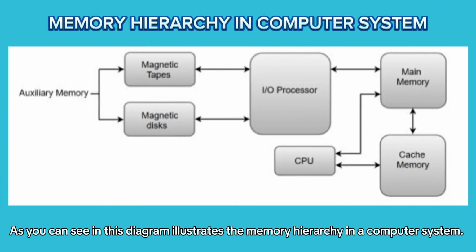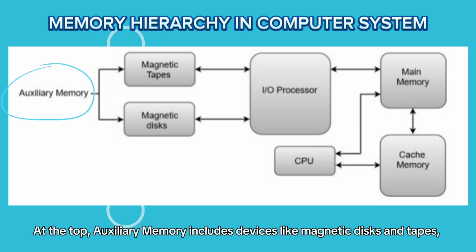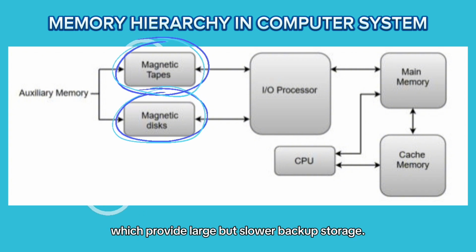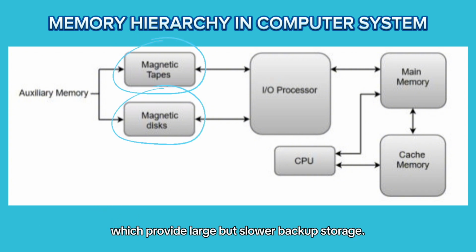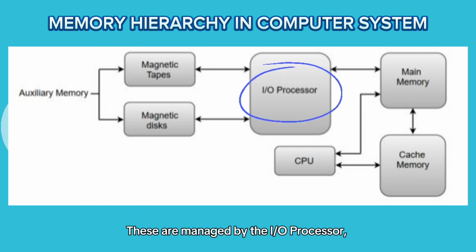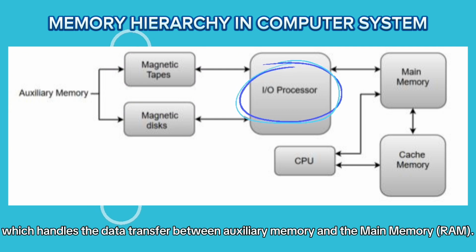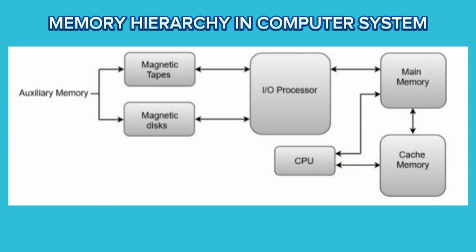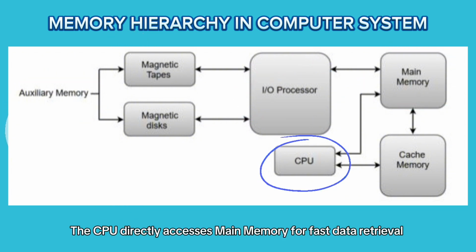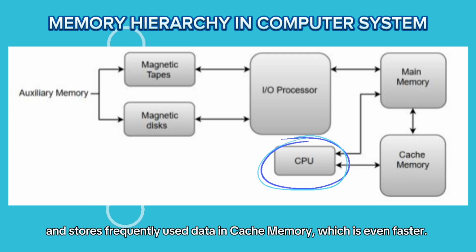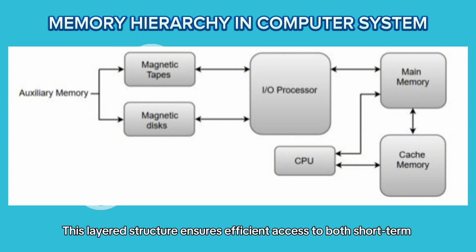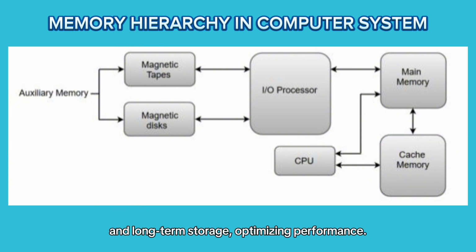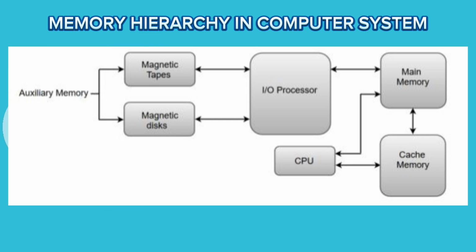As you can see, this diagram illustrates the memory hierarchy in a computer system. At the top, auxiliary memory includes devices like magnetic disks and tapes, which provide larger but slower backup storage. These are managed by the I/O processor, which handles the data transfer between auxiliary memory and the main memory. The CPU directly accesses main memory for fast data retrieval and stores frequently used data in cache memory, which is even faster. This layered structure ensures efficient access to both short-term and long-term storage, optimizing performance.